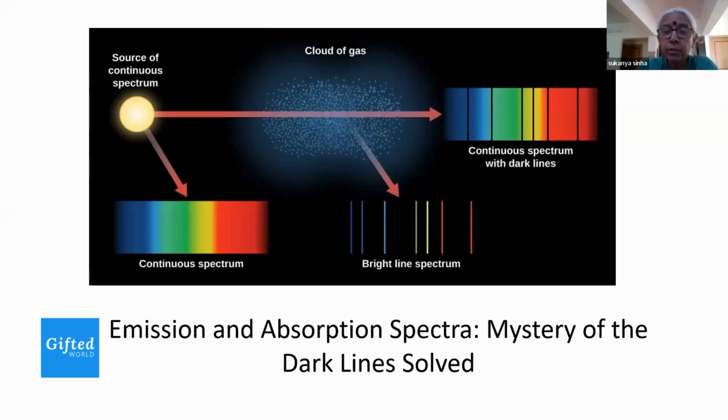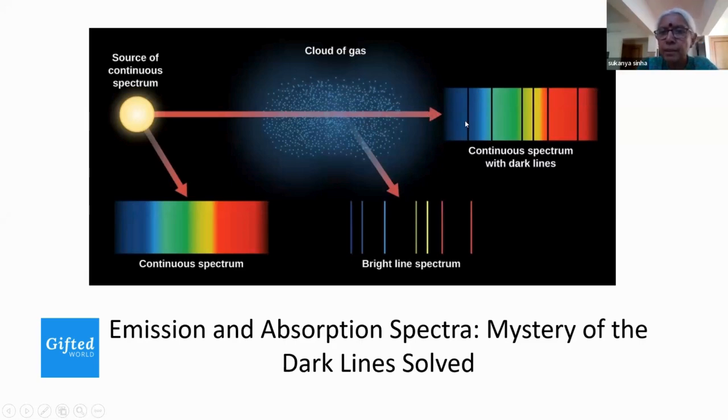Now, they thought, what if we could combine these two together? What they did was cool down the gas a little bit, and then pass the bright white light through that gas. And lo and behold, what did they see? They saw exactly what Fraunhofer saw.